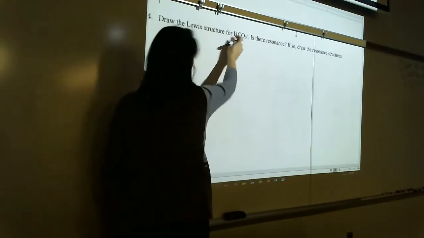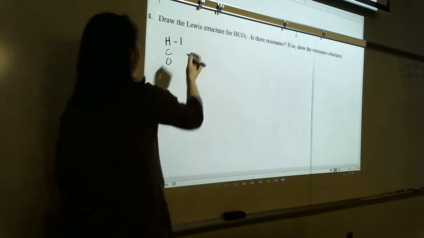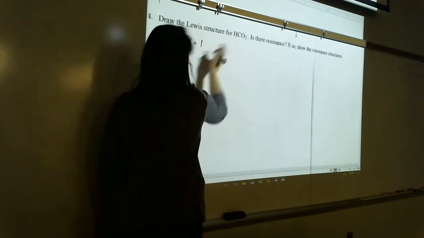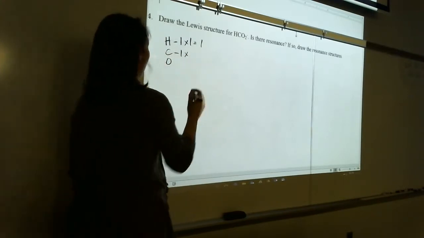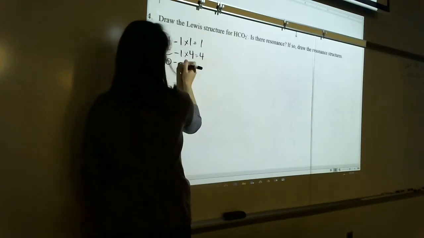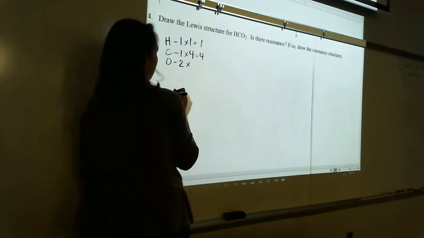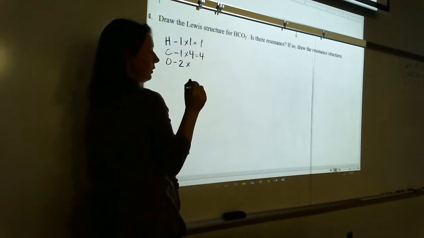Hydrogen, there's 1 hydrogen here. And how many valence electrons does hydrogen have? 1, right? It's in group 1. There's 1 carbon here. How many valence electrons does it contribute? 4, right? And there are 2 oxygens. How many does each contribute? It's in group 6 of the periodic table. 6.